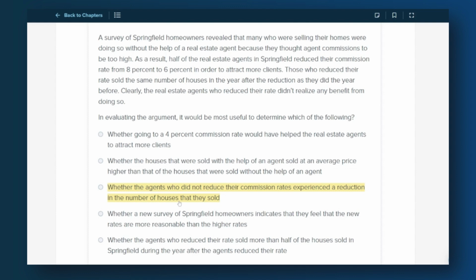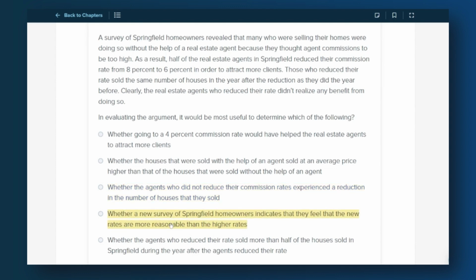C, whether the agents who did not reduce their commission rates experienced a reduction in the number of houses that they sold. This would be helpful to know the answer to. If the agents that kept their rates at 8% didn't experience a reduction, then the conclusion is strengthened. If they did experience a reduction and the agents that lowered their rates kept their home sales the same while the other agents sold fewer homes, then the agents who lowered their rates would have experienced a benefit from doing so, which would weaken the conclusion.